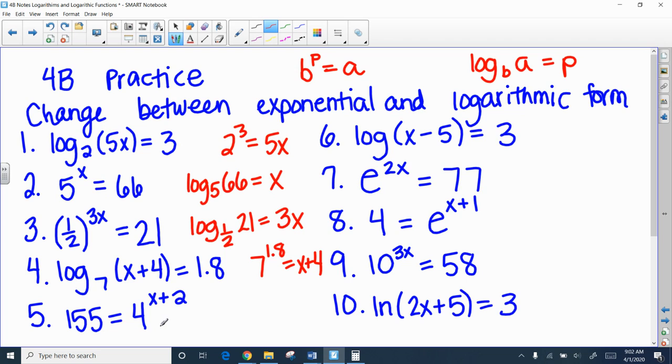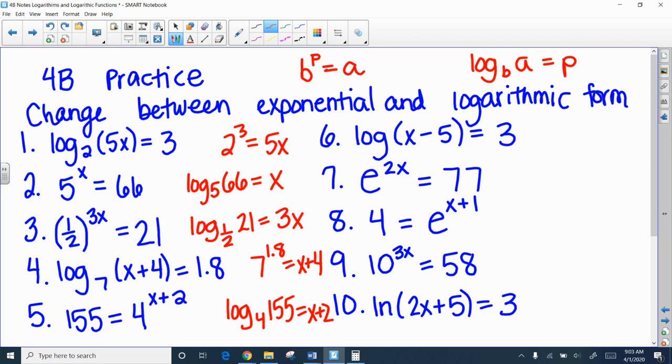And number 5 is exponential, so it's going to change to logarithmic. And so this one, pay attention to what number is the base. This is the base and the exponent. This is going to be log base 4 of 155 equals x plus 2. All right, so then let's change these ones.